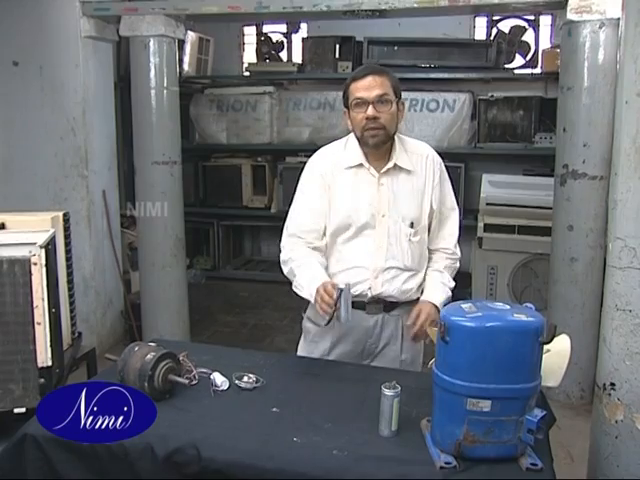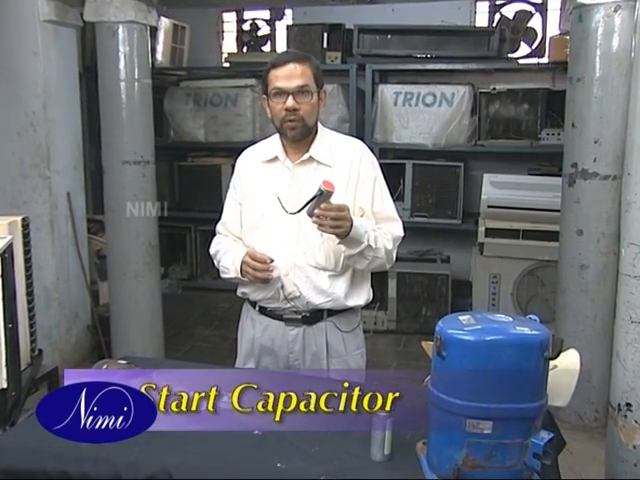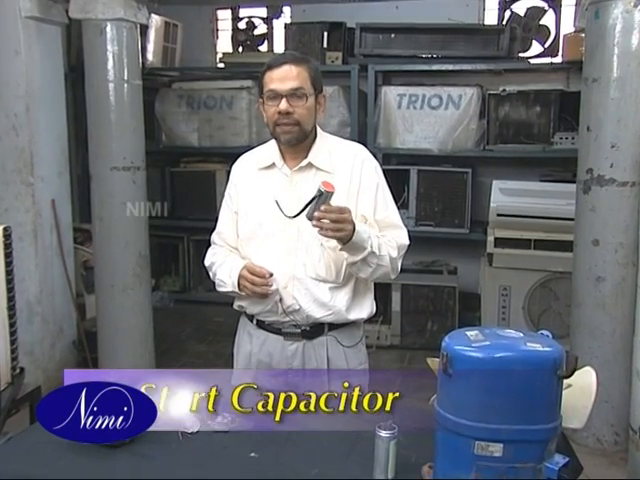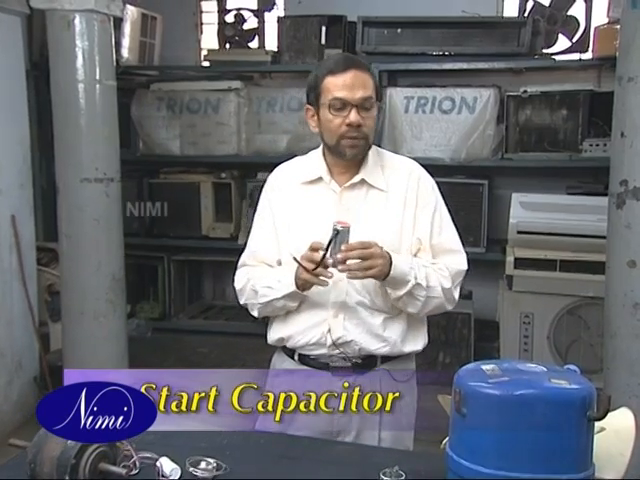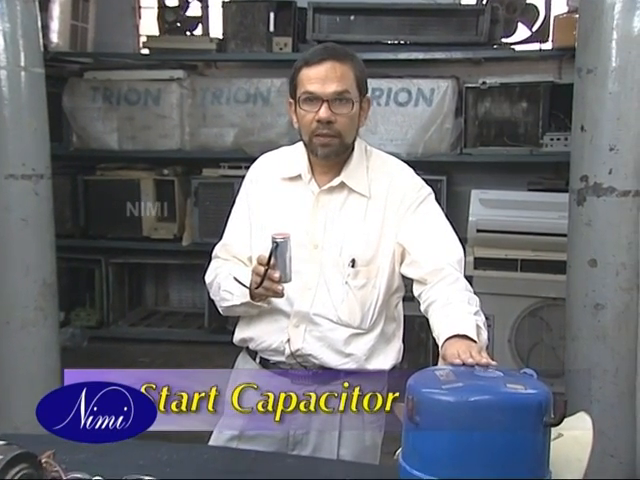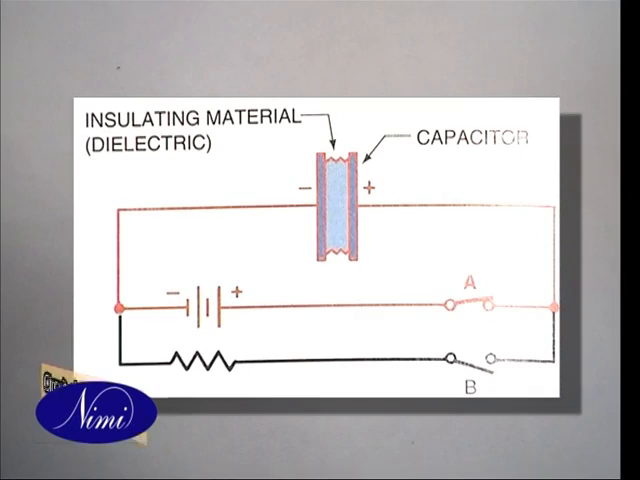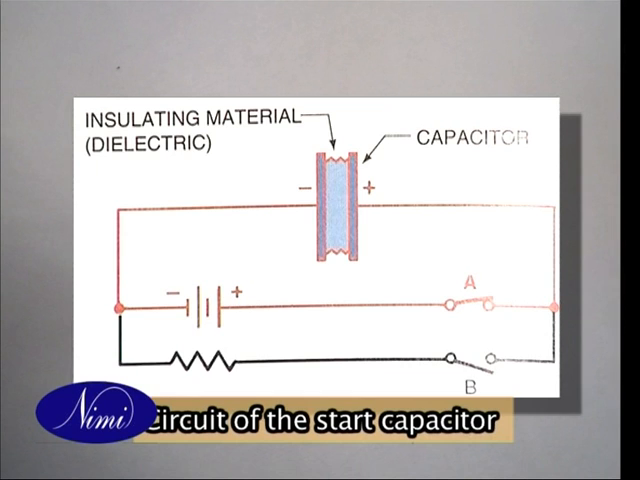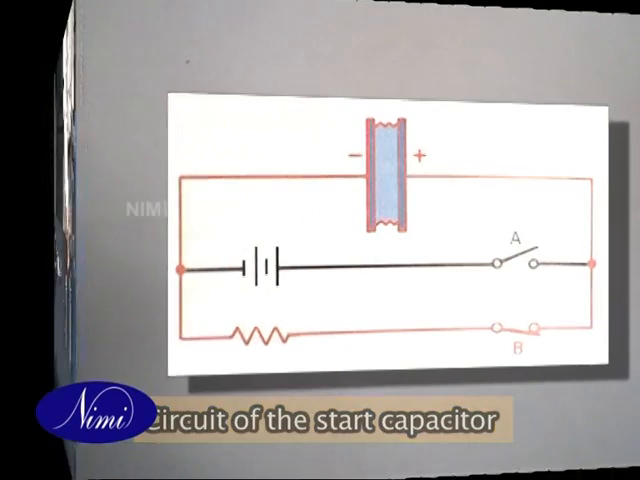Now we're going to talk about the start capacitor. This is a very important component in a window air conditioner. It does not stay connected all the time. It only comes in when the compressor starts. What is the purpose of this? When the compressor starts, it needs a little bit more push, a little bit more torque because of the friction of the bearings. So this start capacitor gives that additional torque. Once this torque is given, it has to be disconnected.